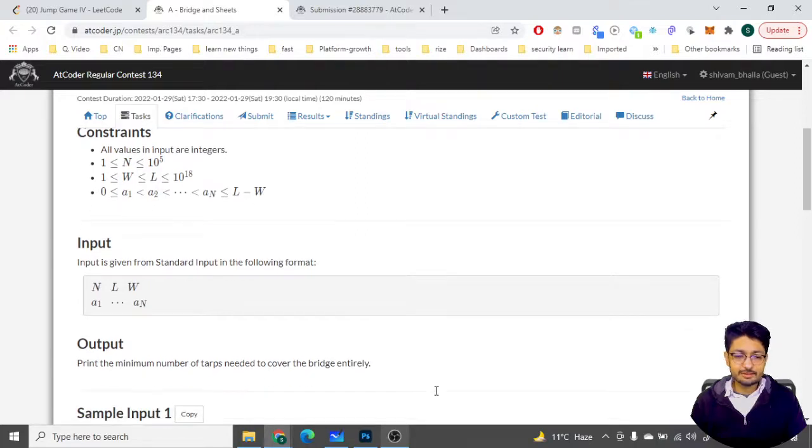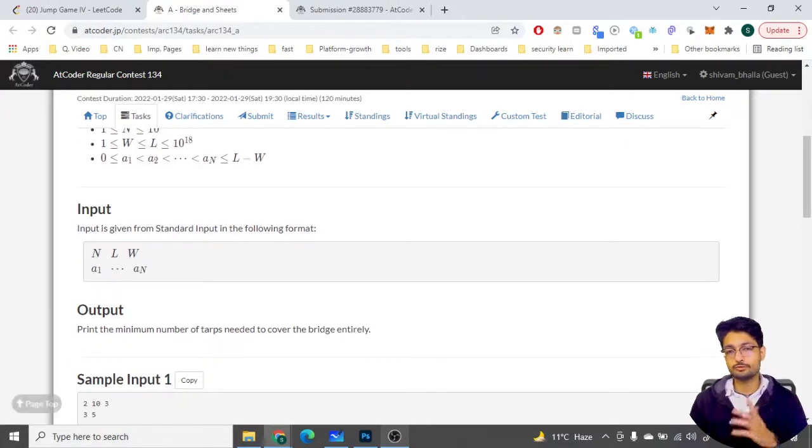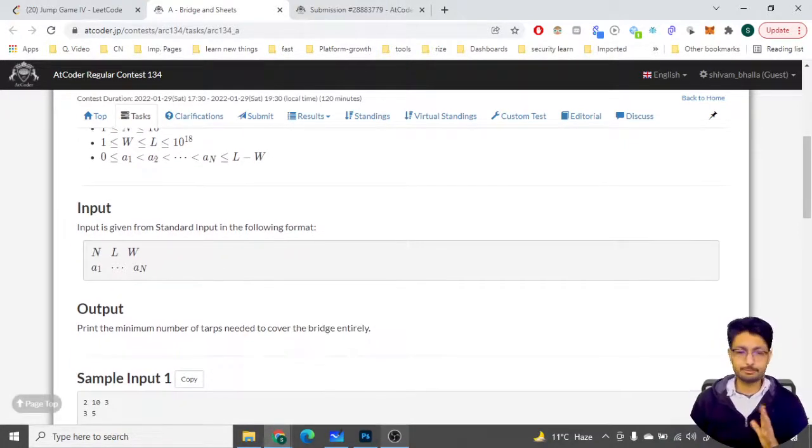Now as you can see, W and L are pretty large, so you also have to use long here, and N is also 10 to the 5, so you have to do some sort of O of N or O of N log N type of approach.